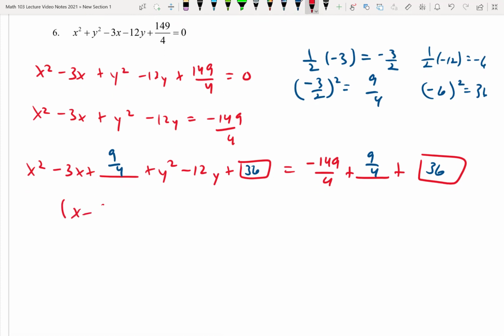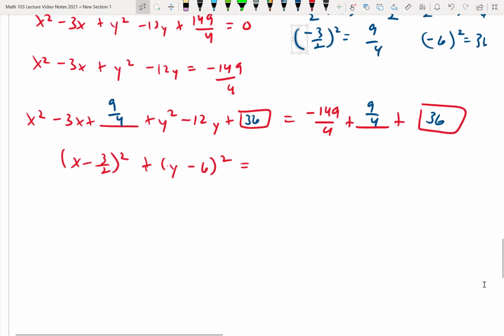Factor, we're going to get (x minus 3/2) squared plus (y minus 6) squared. And then you want to add the numbers up on the right, and it actually will just total 1. Just put it into your calculator. So the center is located at (3/2, 6). The radius is the square root of 1, which is 1.